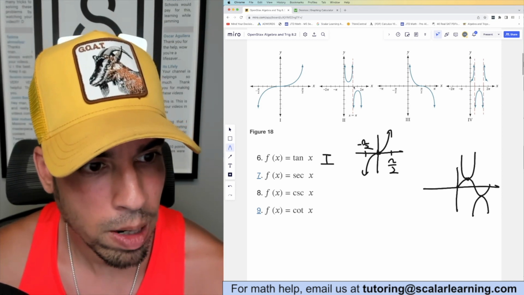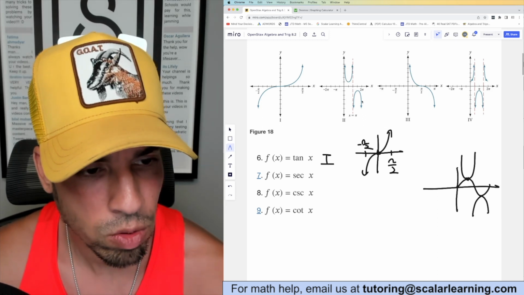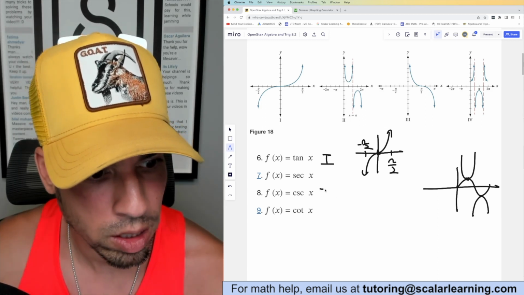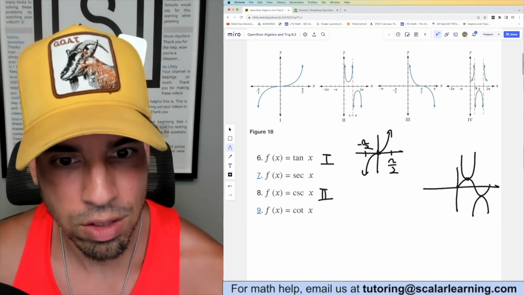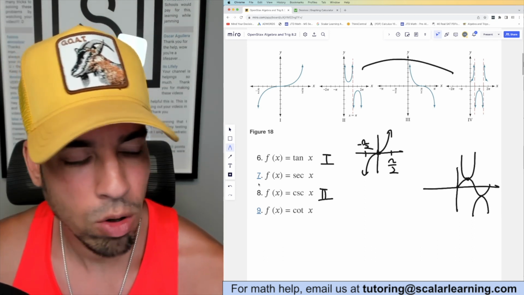Well, look, this is 2 pi, this is pi, this is pi halves. This is going up. This is going down, which means that figure 2 is our cosecant. And the other one that's like this is figure 4. So these two have to be cosecant or secant.